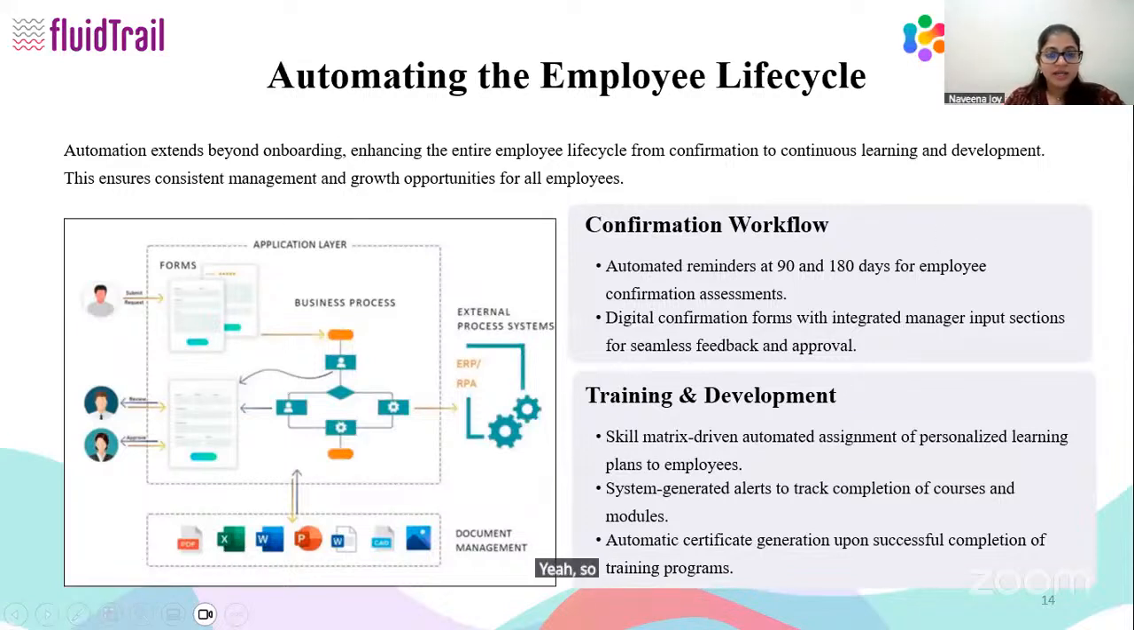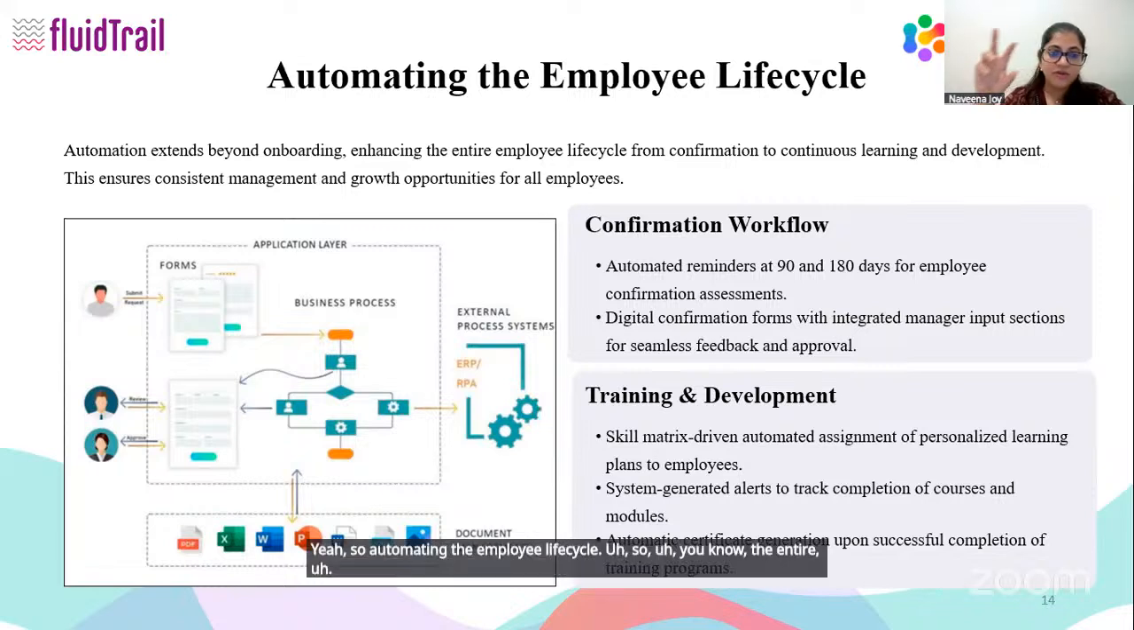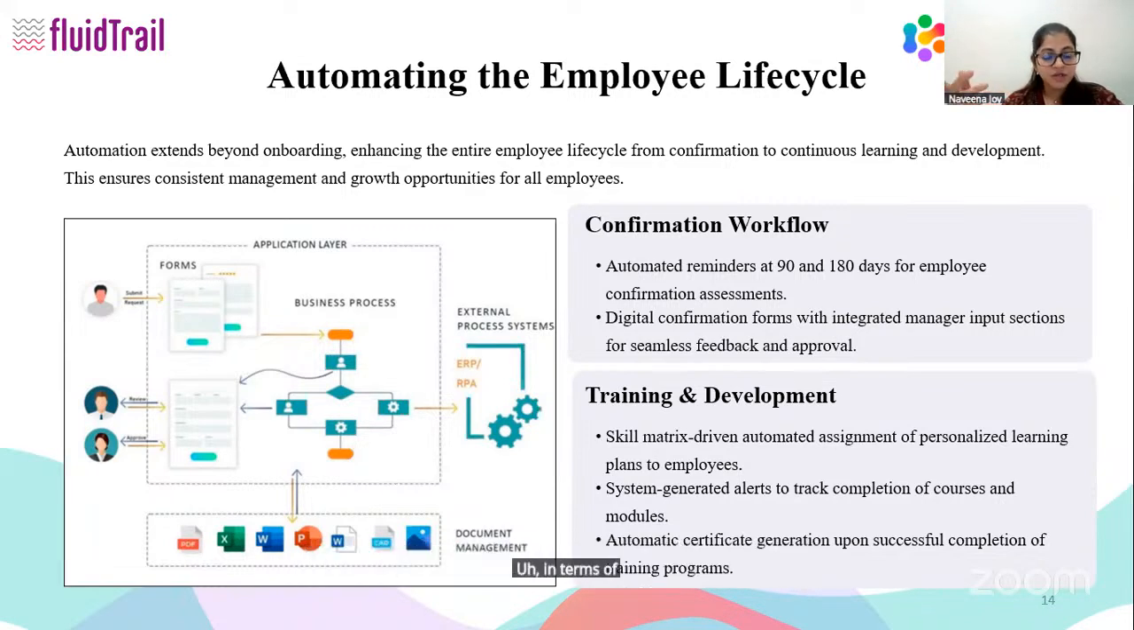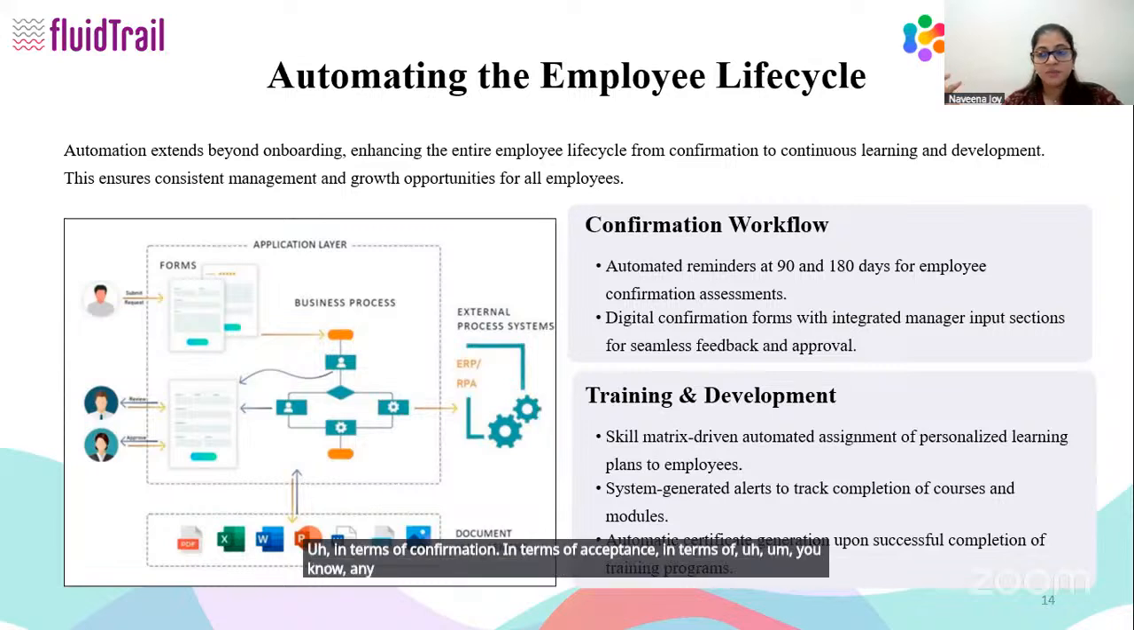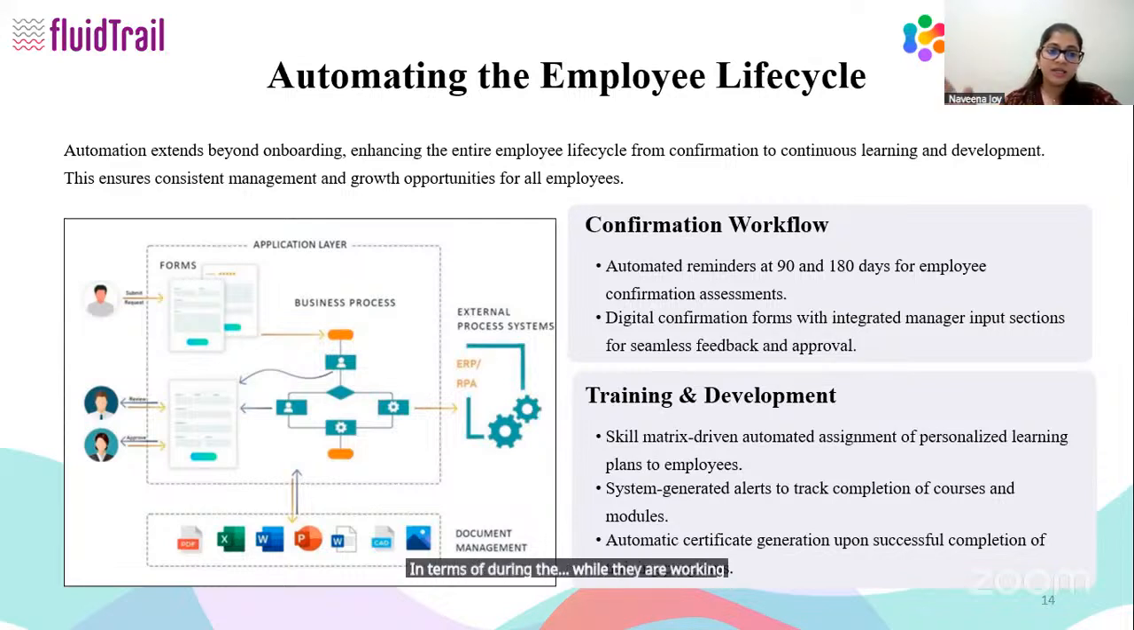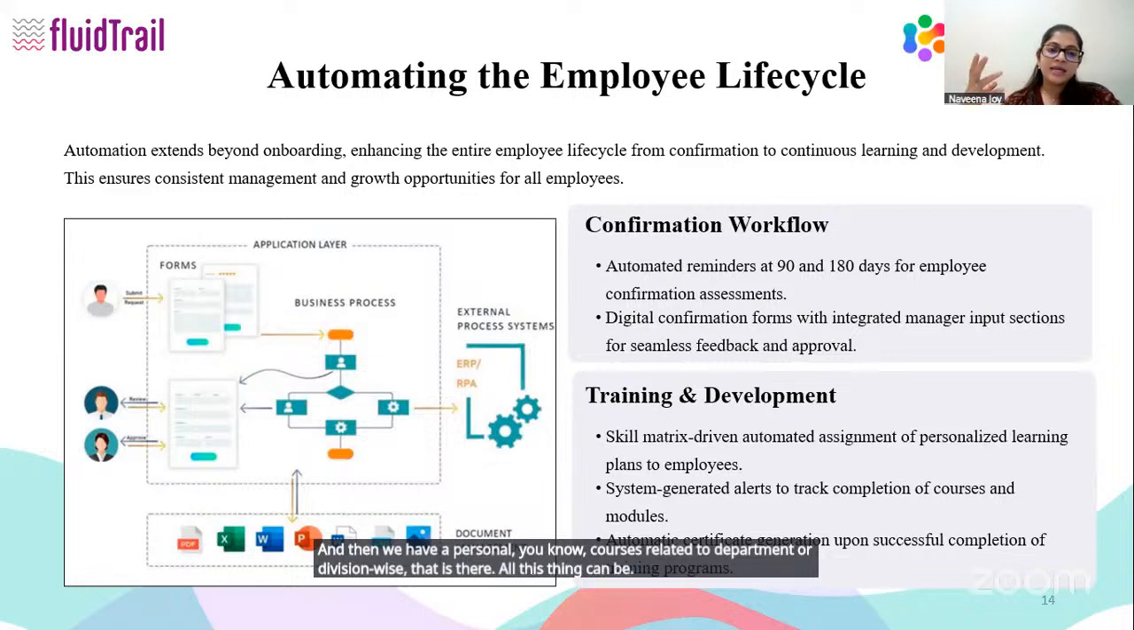Yeah. So, automating the employee life cycle. The entire life cycle of an employee in terms of confirmation, acceptance, onboarding, and while they are working, any trainings and development, which in our terms is known as the skill matrix or the competence matrix that is required. That is also there. And then we have personal courses related to department or division wise. All these things can be automatically generated.